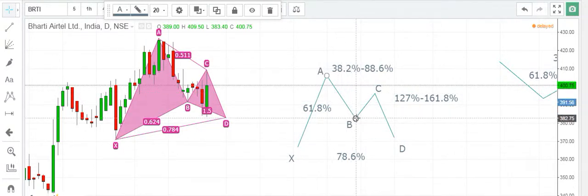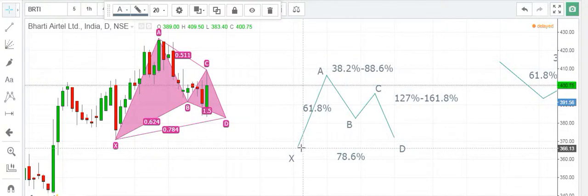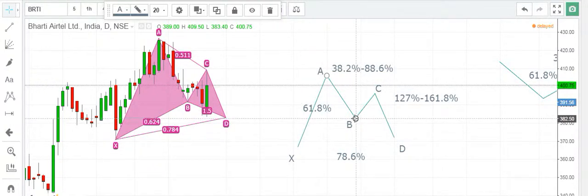Now, as I have repeated again and again for the cipher pattern and for every other harmonic pattern, the crucial thing is that for B, we take the close of the candlestick, not the wick. If the close exceeds 61.8%, and I am talking only about B here, then our harmonic pattern is void. But if the close is within 61.8% and only the wick has crossed 61.8%, we are still in the game.